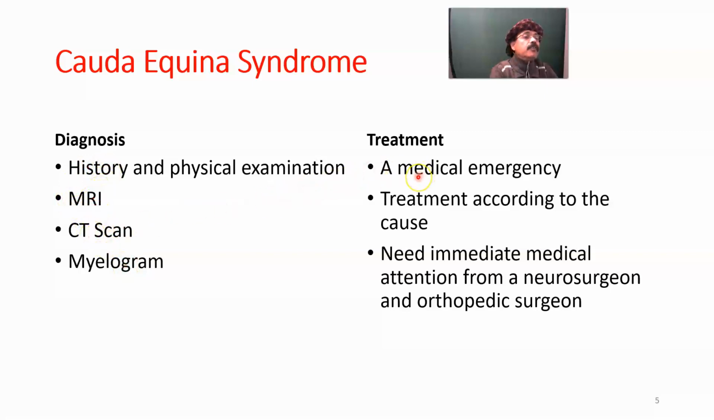Treatment: this is a medical emergency. It should be treated in the hospital by a neurosurgeon or orthopedic neurosurgeon. Treatment is according to the cause. If it is due to a tumor, it should be removed. If it is due to infection, it should be controlled. If it is due to inflammation, then the patient should get anti-inflammatory drugs. The patient needs immediate medical attention from a neurosurgeon and orthopedic surgeon.